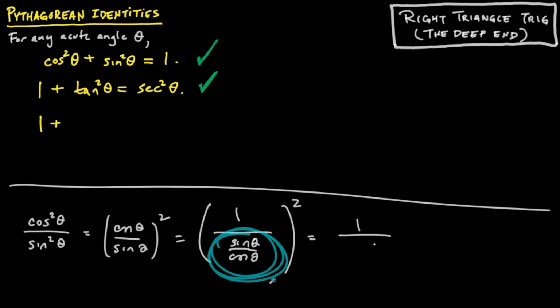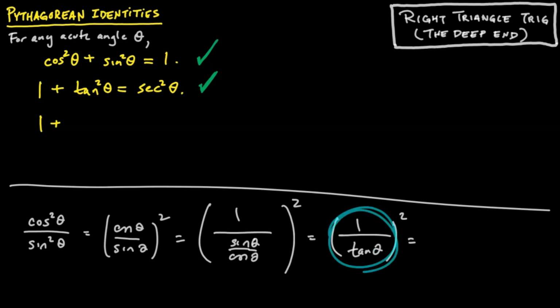And sine over cosine, we like that because we know that is tangent. So we've got all that stuff, 1 over tangent squared. But hey, 1 over tangent, what's that? That's cotangent. And we're squaring it, so we get the square of cotangent. So go back to what we were doing.